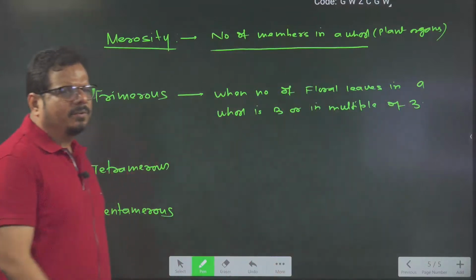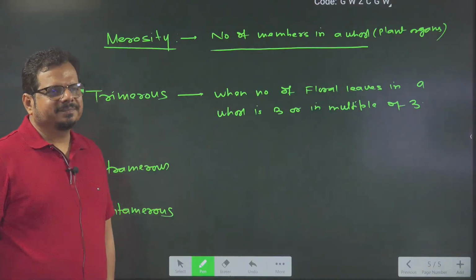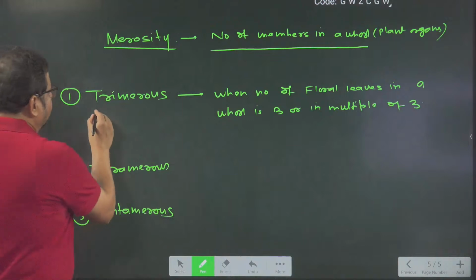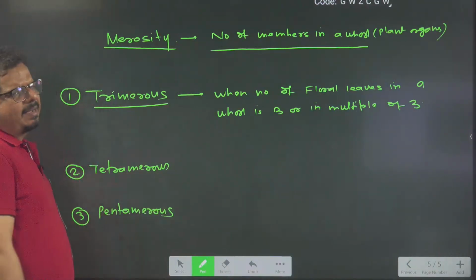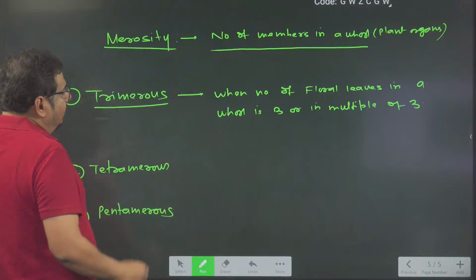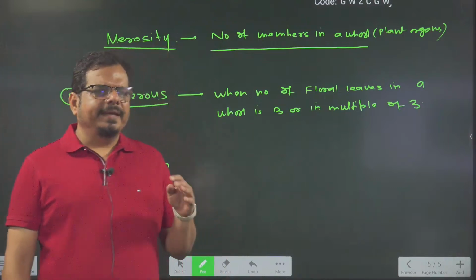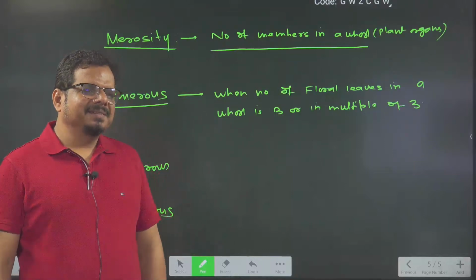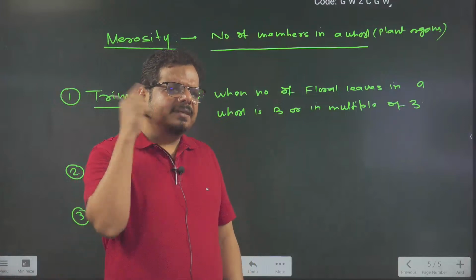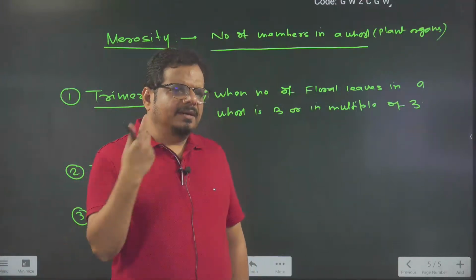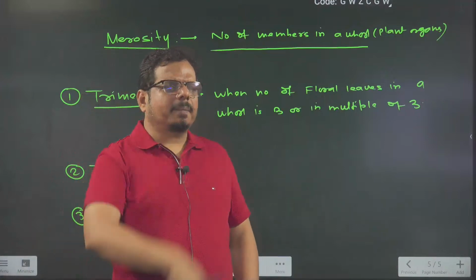The number of leaves in a floral whorl is 3 or in multiples of 3. It is called trimerous. I am telling with an example. In the Liliaceae family, how many tepals are there in the perianth? Perianth is a whorl. There are 6, 3 outer, 3 inner.